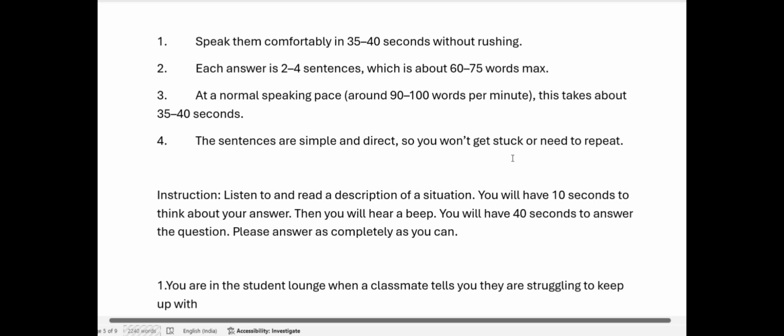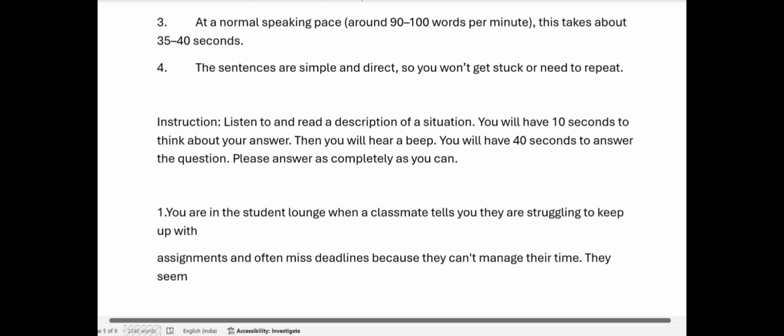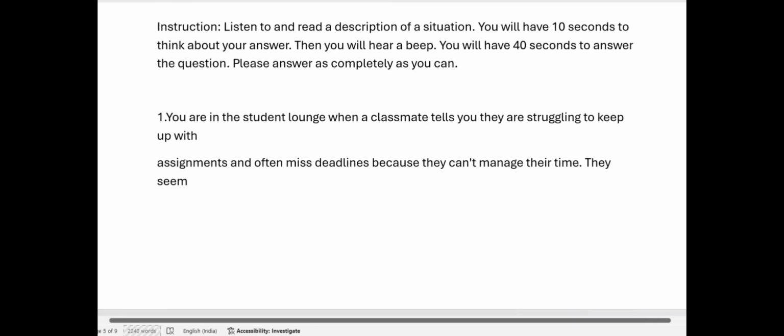Now, let's get into the task. Before you begin, there is always an instruction on the screen which reads something like this. Listen to and read a description of a situation. You will have 10 seconds to think about your answer. Then you will hear a beep. You will have 40 seconds to answer the question. Please answer as completely as you can. The instructions are also very clear. They are hinting you again what you have to do. We have already prepared in this way, and the instructions are again guiding you similarly.